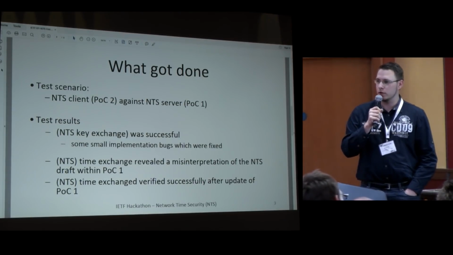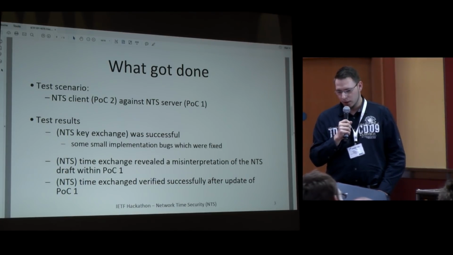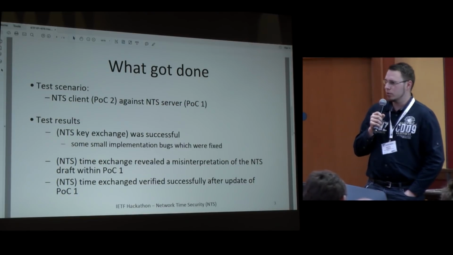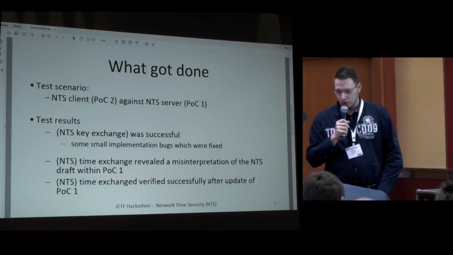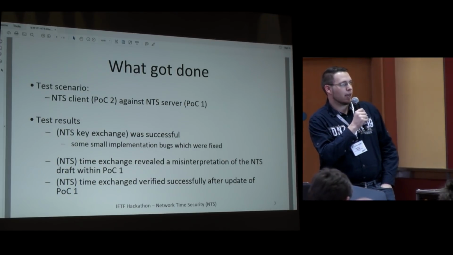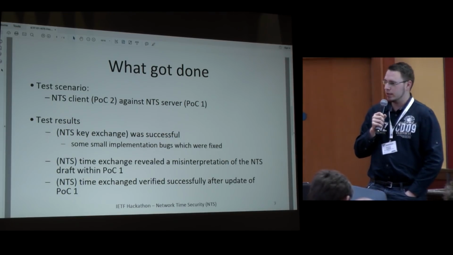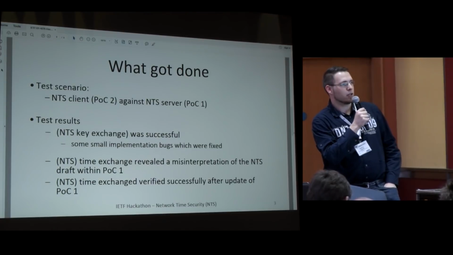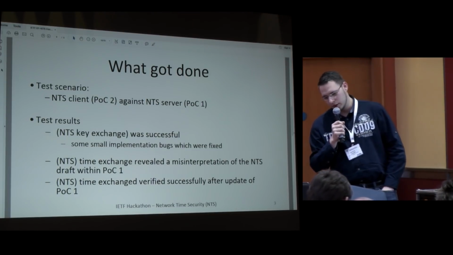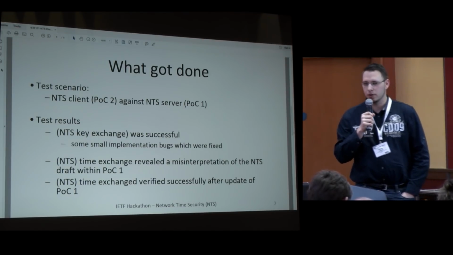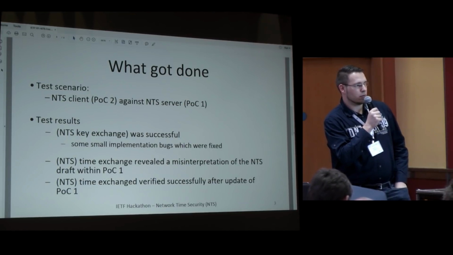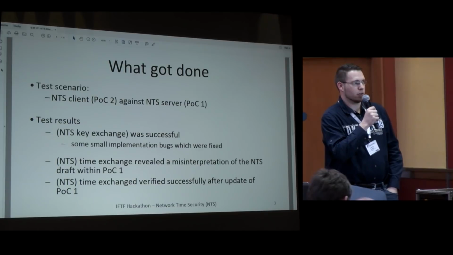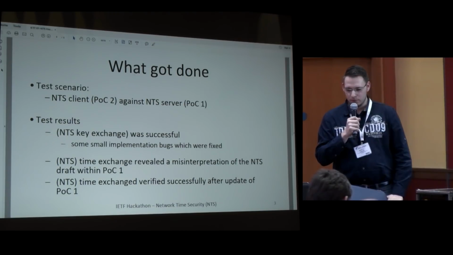We have two parts in the communication. The first part works over TLS 1.2. Here we have an NTS key exchange. It works perfectly. We had small issues, but we solved them. But the second part, the time exchange over NTP, failed at the first test because we had a misinterpretation of the NTS draft on the server side. So this was a little bit tricky yesterday, but we fixed it and we improved the NTS draft. Now the second part works correctly, and we can avoid such problems in the NTS draft in the future.